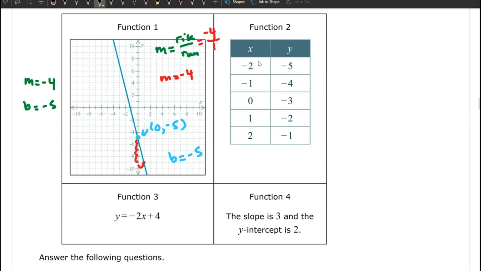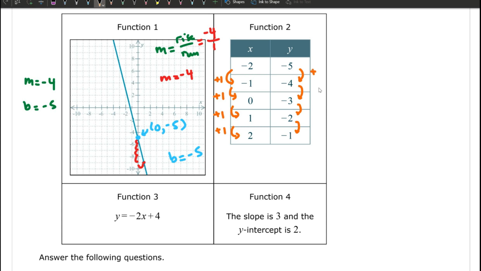Function 2. So we're going to find the slope. There are 2 different ways to find slope. You can find the rate of change, which is you can see what is the pattern of x and what is the pattern of y. Negative 2 to negative 1 is adding 1. Negative 1 to 0 is adding 1. 0 to 1 and 1 to 2 is adding 1. The y value, decreasing, actually my bad, increasing by 1.